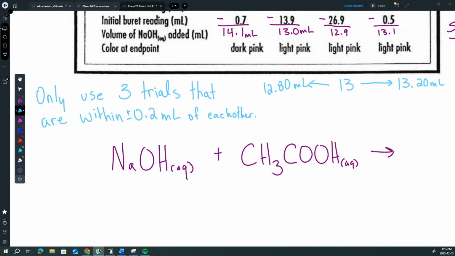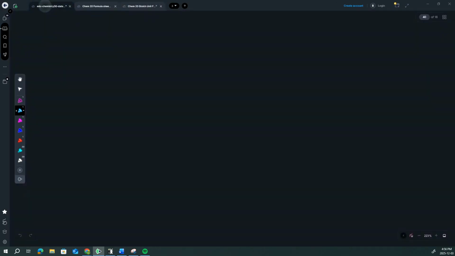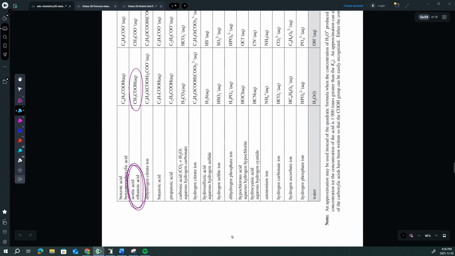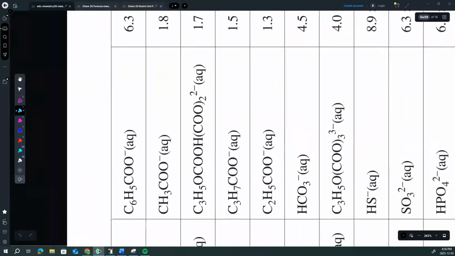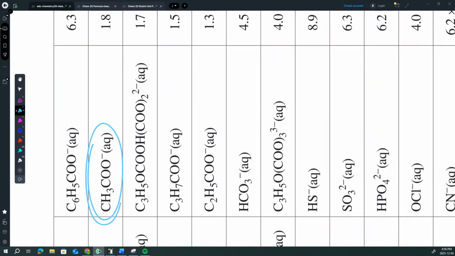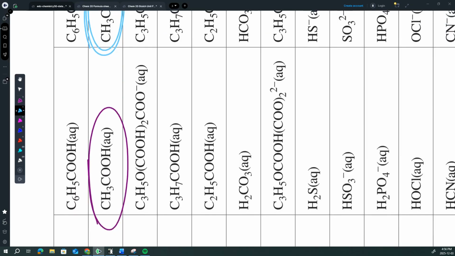Now the key with acetic acid is that there's a special hydrogen, which is this one right here, that is going to be considered our cation or our positive ion. You don't have to memorize this, but how you could figure it out is you could go back to page 9 of your data booklet and look at the conjugate base formula of acetic acid and be shown that that's your anion, or your negative ion. So then the last hydrogen at the end of this formula has to be your cation.